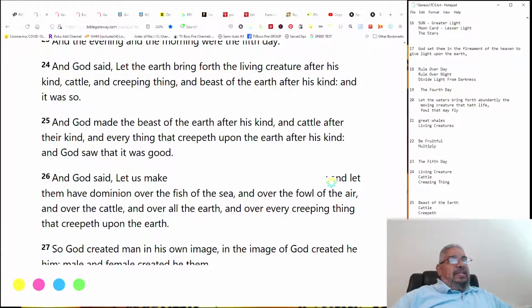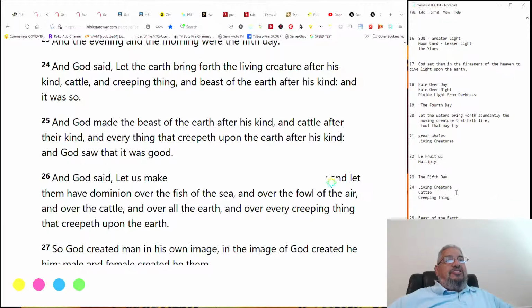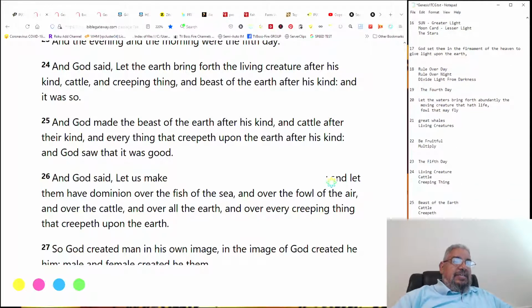Let him have dominion. I'm going to also put the dominion card. Oh my, we're going to be into some serious teaching over the cattle. So we have to make sure that we have fish of the sea. I don't know if we have that in an earlier card when the sea was put together. So here's the fish of the sea.